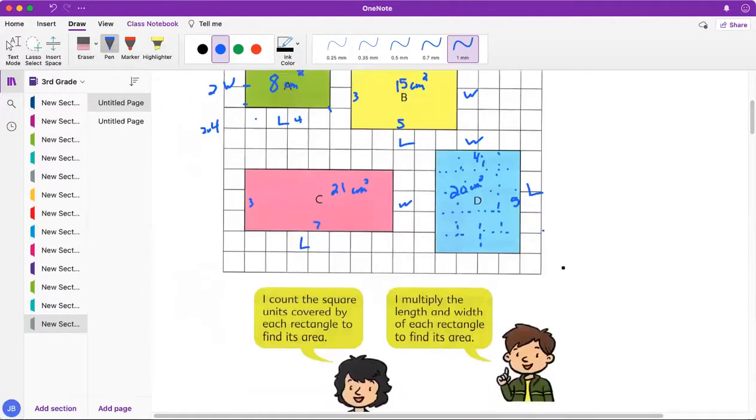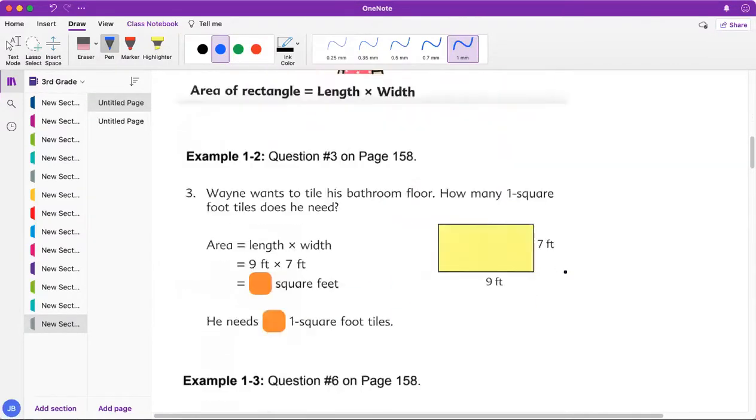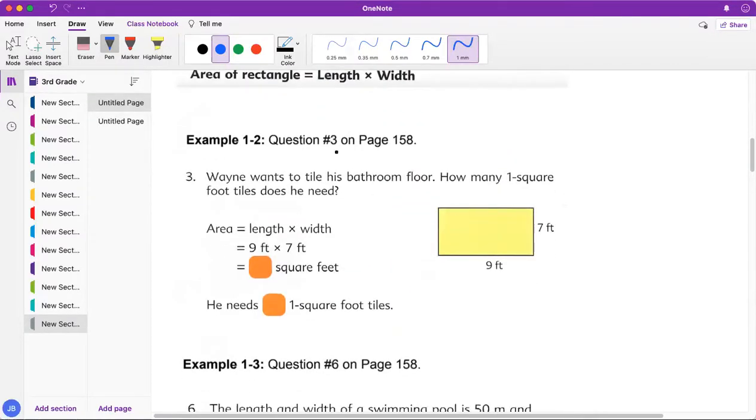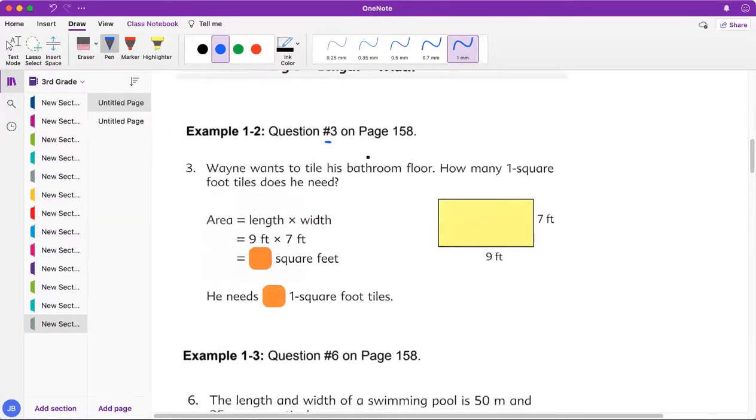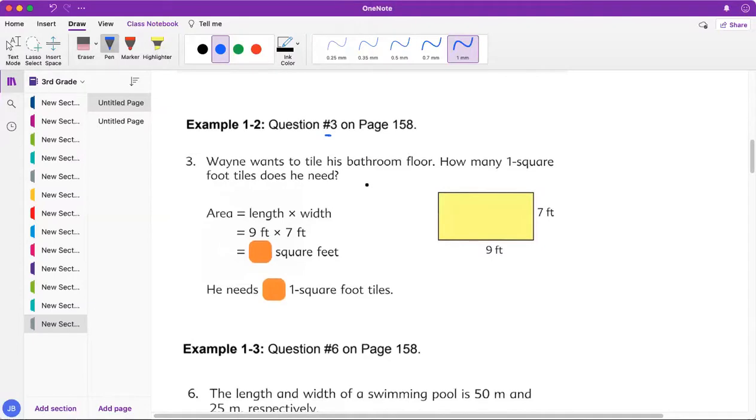Okay. Let's see. The next one we'll look at is question 3, and it's on page 158. This one says, Wayne wants to tile his bathroom floor. How many 1 square foot tiles does he need? So here we can see area is length times width, right? And so we have our length, we'll have an L, and our width, call it W. And so what is the area of this rectangle going to be?